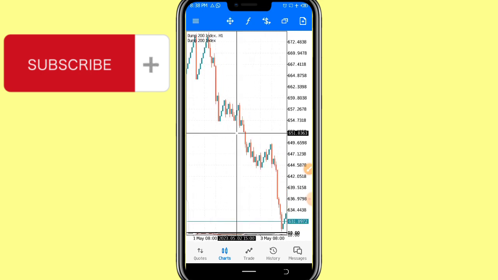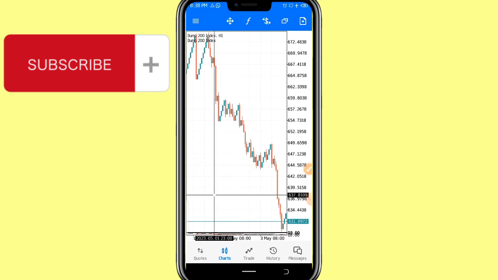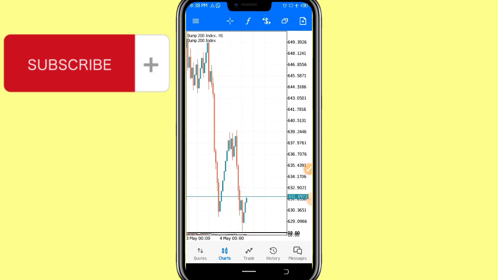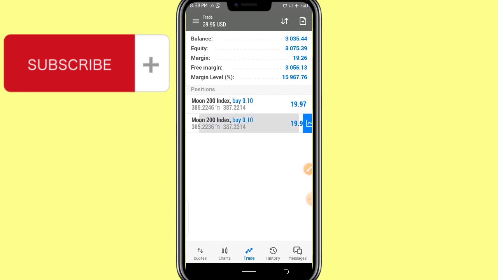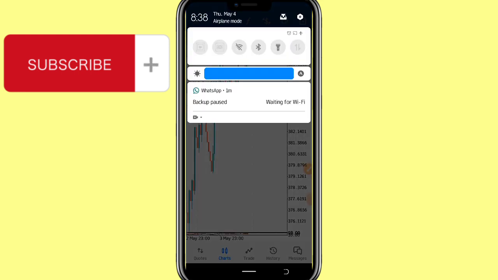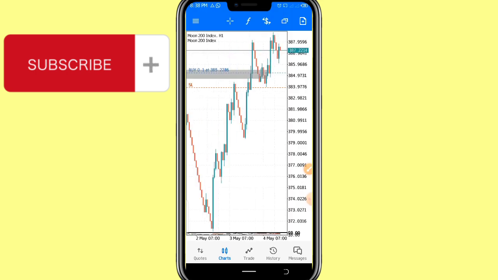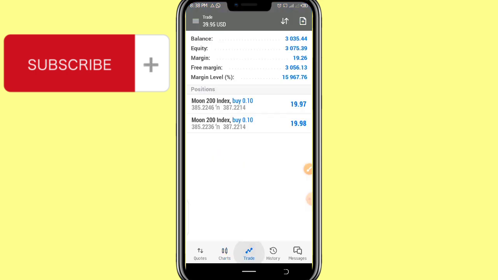In this market you can see the lower lows and lower lows and lower lows. So you understand that this market is in a downtrend. What you're going to be looking at in this market is selling opportunities. That is how this market works.